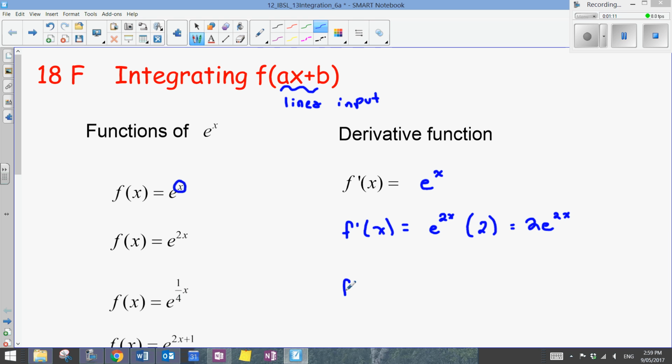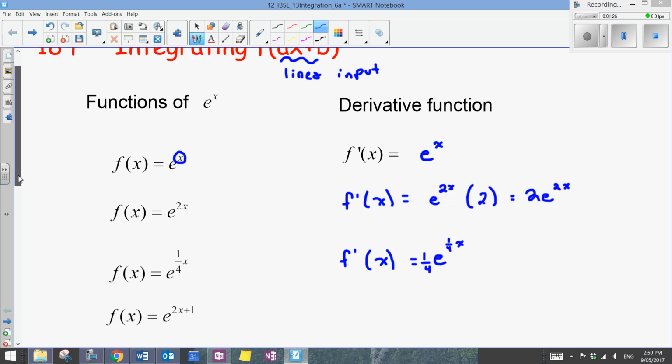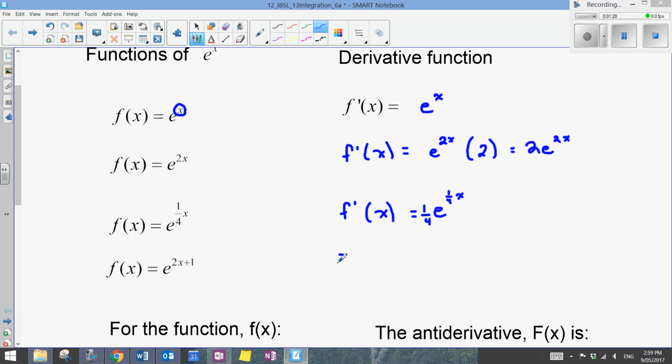Let's take a look and see what happened. You guys are welcome to pause here and try these with me as well. But e to the 1/4 x, again, we keep our function the same using the chain rule, and then we multiply by the derivative of the exponent. So we wind up with 1/4 e to the 1/4 x. And then for our last one here, again, 2x plus 1 is a linear input. So we keep e to the 2x plus 1 using the chain rule, and we multiply by the derivative of the exponent, which is 2.